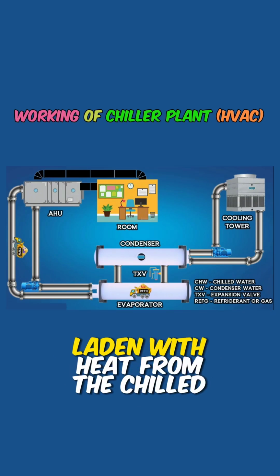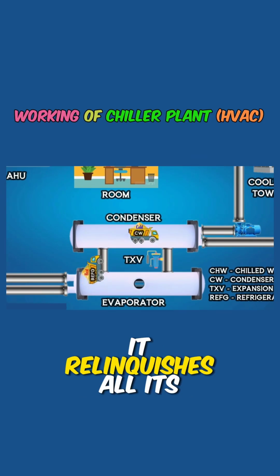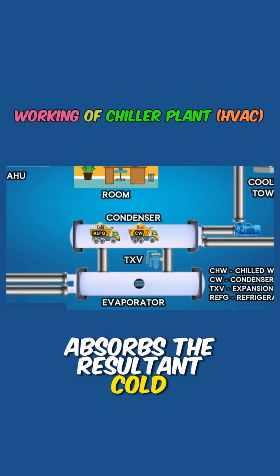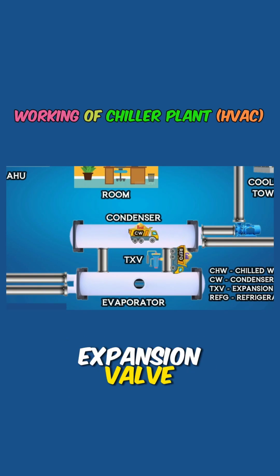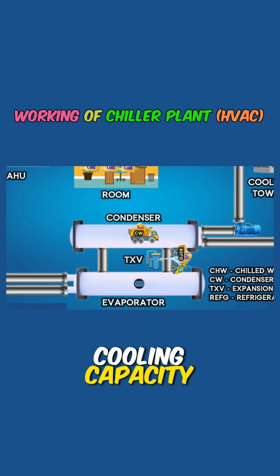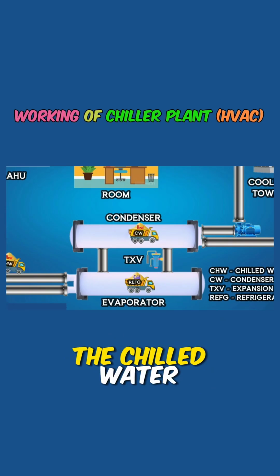The refrigerant, laden with heat from the chilled water, moves to the condenser. Here, it relinquishes all its heat to the condenser water, absorbs the resultant cold, and returns to the evaporator through the expansion valve. The expansion valve enhances the refrigerant's cooling capacity. The refrigerant, now cooler, imparts this chill to the chilled water.